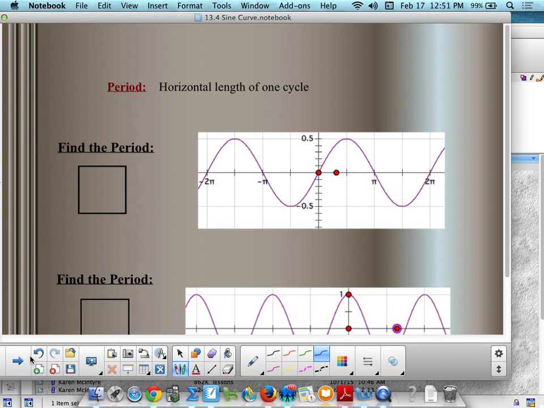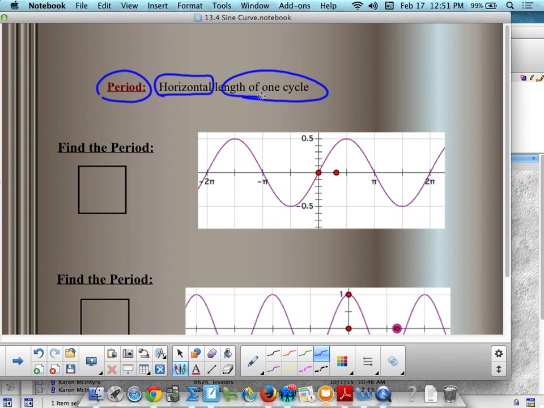Now when you think roller coaster, think like this. I'm on the top of the roller coaster. A period is when I'm on the top. When do I get back to the top? Right here. So how long did that take me horizontally? Did that take me 2 pi? Did it only take me pi? Did it take me half a pi? How long? So what's a period? It's the horizontal length of one cycle.